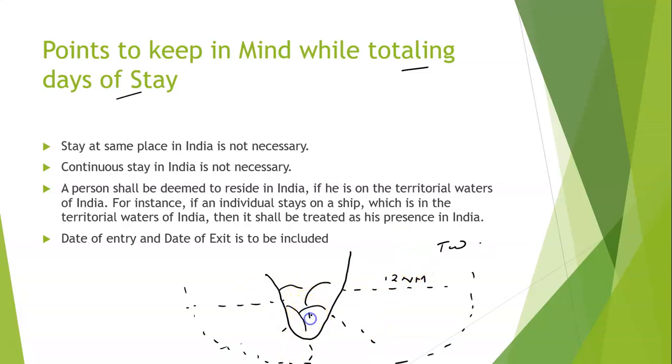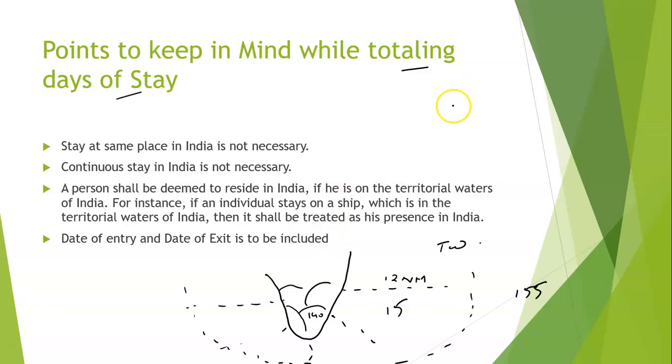Say the assessee stays for 140 days in Tamil Nadu and sails on a ship. The ship that he sails on remains in the territorial waters for say 15 days. Then the total number of days that the assessee stayed in India as per the Income Tax Act will be 155, 140 plus 15. It will not just be 140 based on the number of days that he stayed on land. It will be 140 plus 15, that is 15 for the number of days the ship spent on territorial waters. Alright, and that will be treated as the assessee's presence in India.